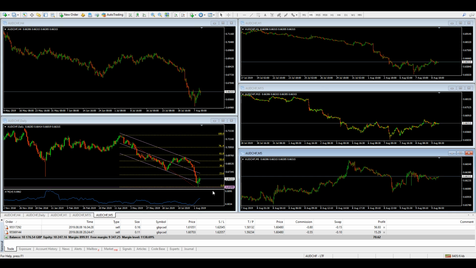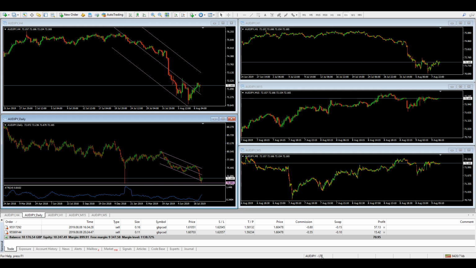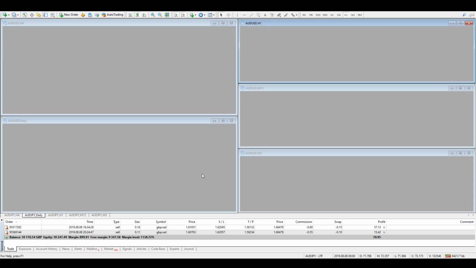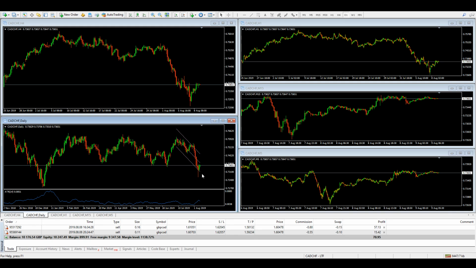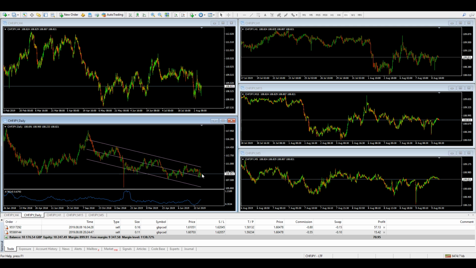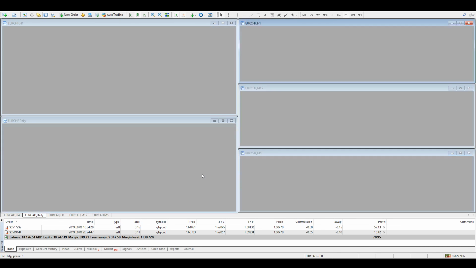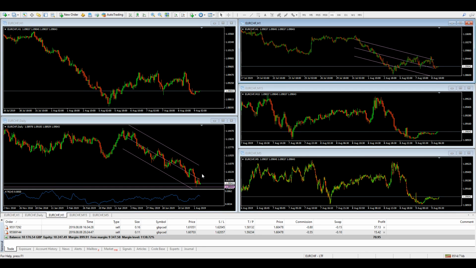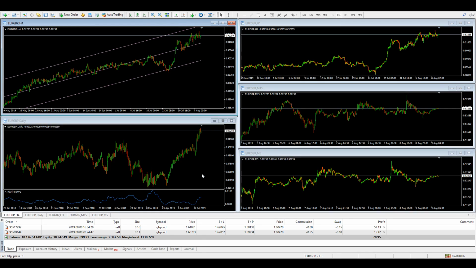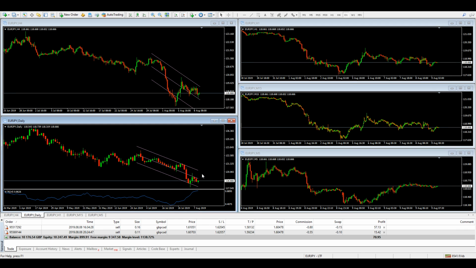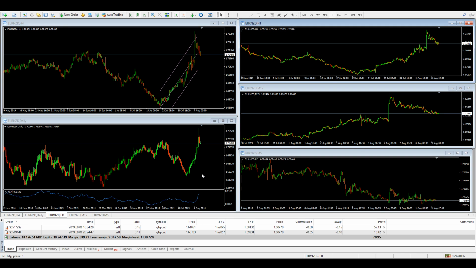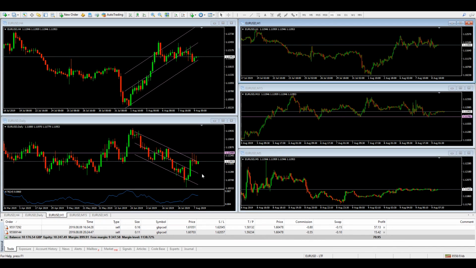AUD Swissy, no, too oversold. So I'm just going to cycle through these. No, too oversold. Always looking at the daily as well. It's my first point of reference. No, too oversold. No, oversold. No, positioning isn't great. No, no, too messy. No, no. No, no. Already looked at this.